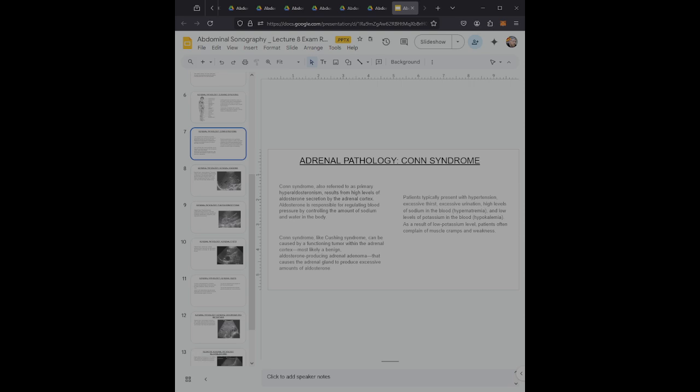Conn syndrome is primary hyperaldosteronism, which results from high levels of aldosterone secretion by the adrenal cortex. Clinically, we see patients with hypertension, excessive thirst, excessive urination, high levels of sodium, low levels of potassium, and muscle cramps, and sonographically, we see possible adrenal masses.